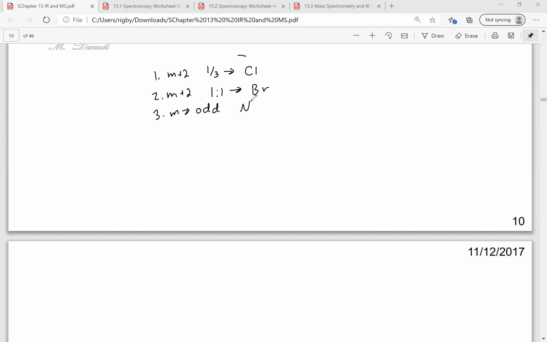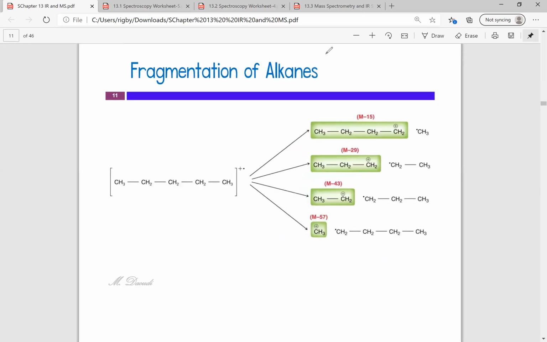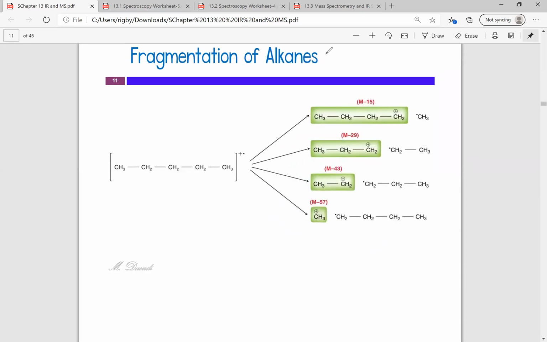Okay? So the next tell we're going to look at has to do with that fragmentation that I was talking about earlier, which makes those different peaks that we saw. So we can see here that when we fragment an alkane, we're simply going to break apart the carbon-carbon bonds, which makes sense because the carbon-hydrogen bonds tend to be pretty strong. We don't see those fragments very much unless we're looking at something like CH4, which only has carbon-hydrogen bonds.